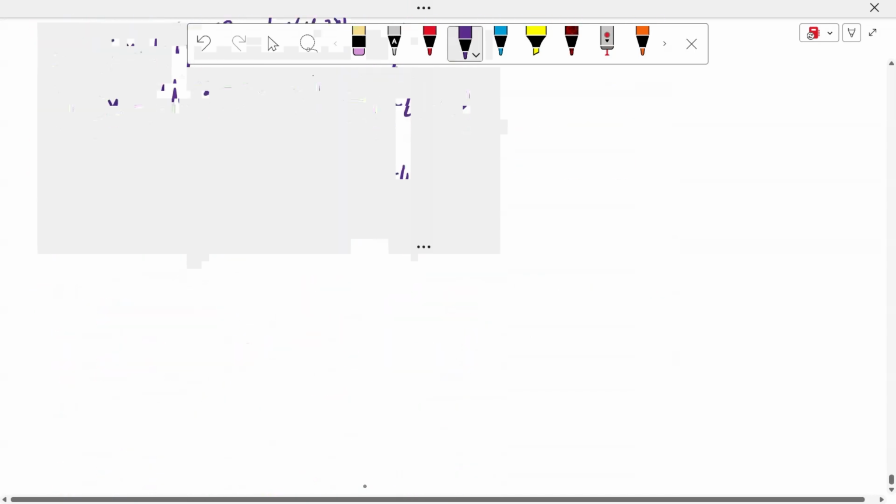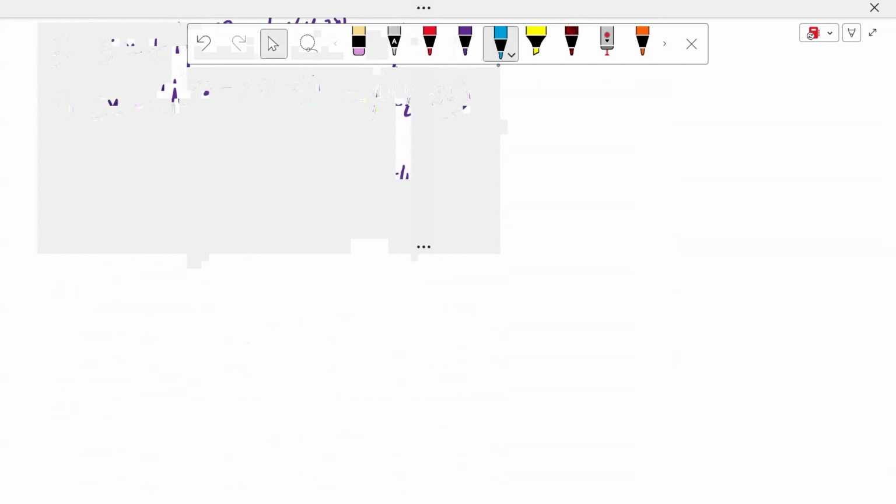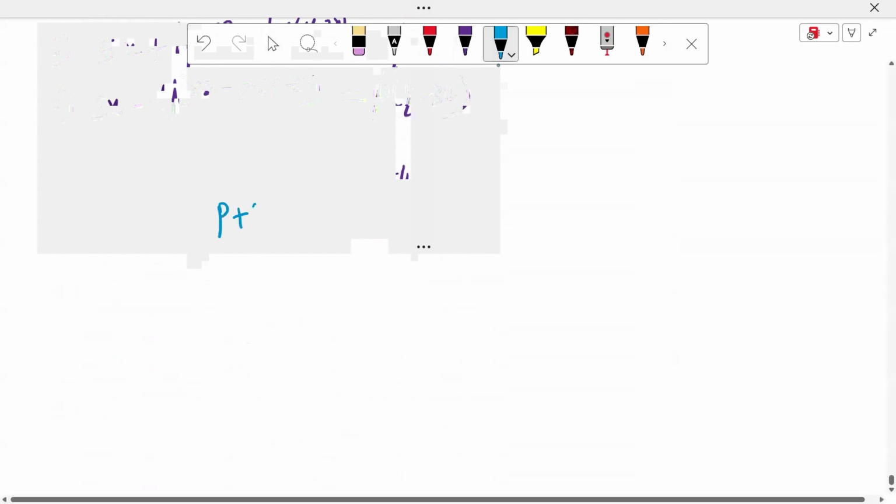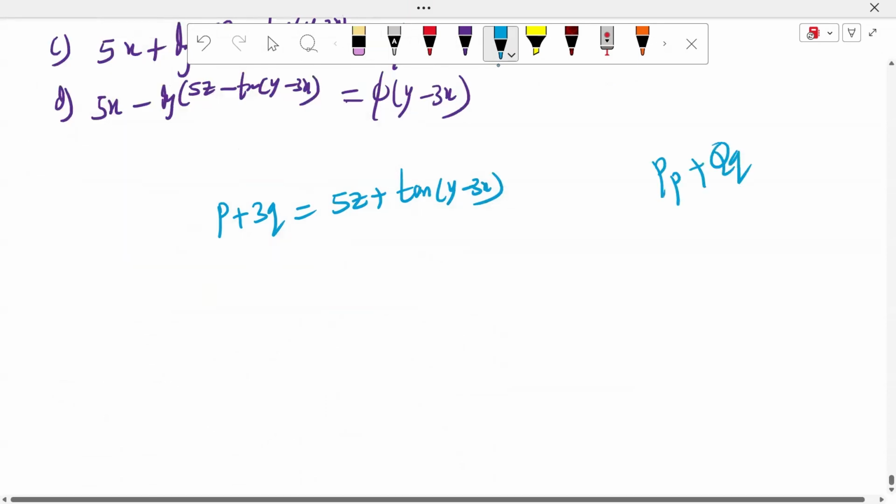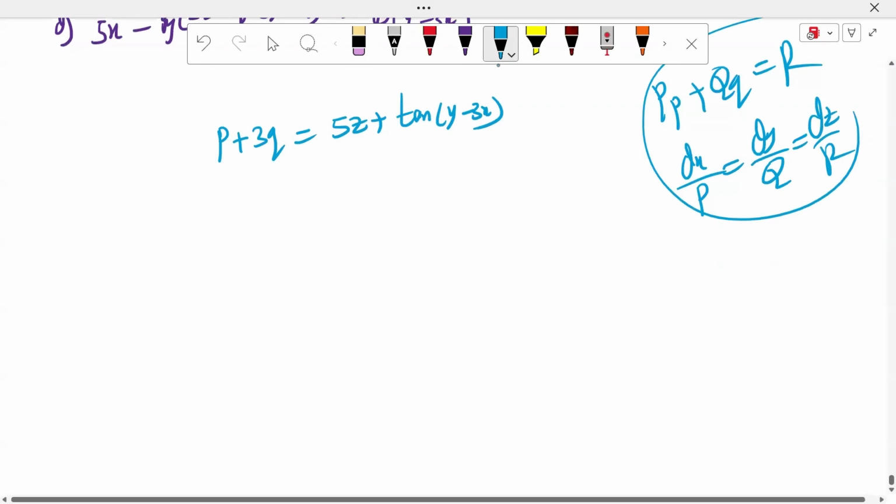What is the given question, sir? The given question is very simple. P plus 3q is equal to 5z plus tan of y minus 3x, sir, which is in the form of Pp plus Qq is equal to R. Lagrange's auxiliary equation is dx by P, dy by Q, dz by R, sir. So it can be written as dx by 1, dy by 3, dz by 5z plus tan of y minus 3x, sir.